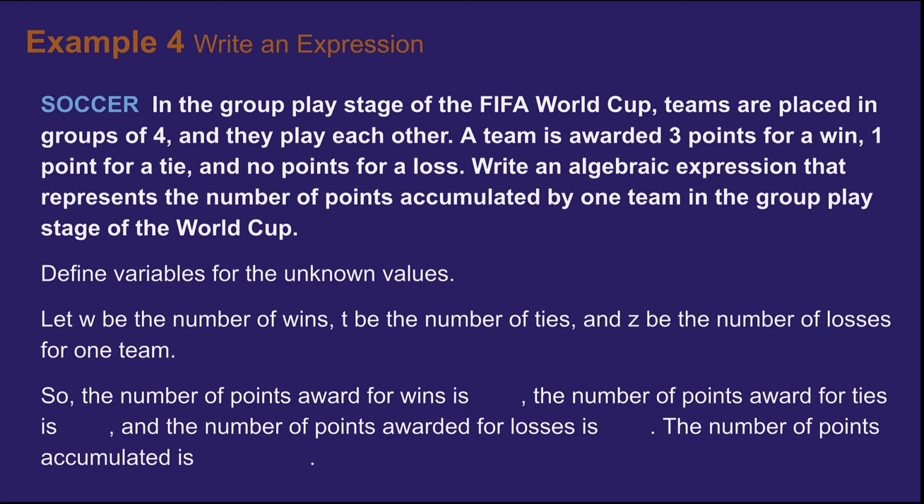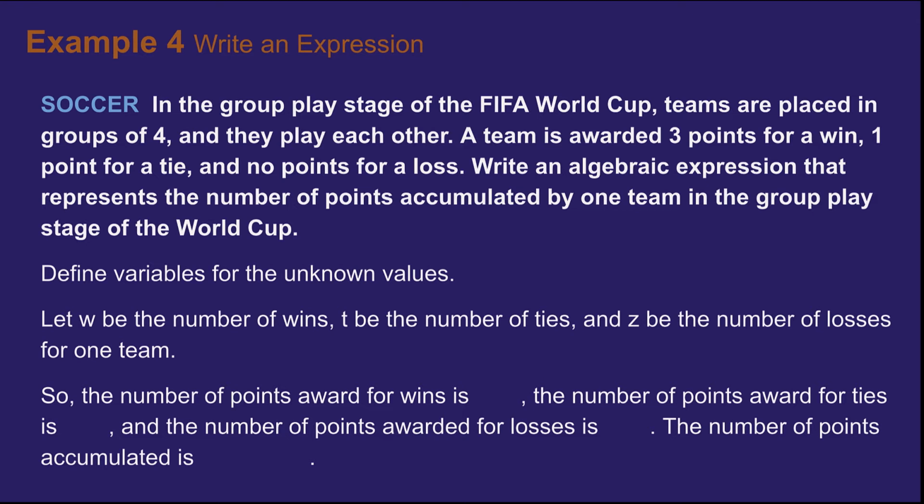So first, for this, let's define our variables for the unknowns. We'll say W is the number of wins. Makes sense, they start with the same letter. T can be ties, and then Z can be the number of losses. I avoid using L, as if I write it, sometimes it looks like a 1, and I don't want to confuse myself. So we're going to use Z.